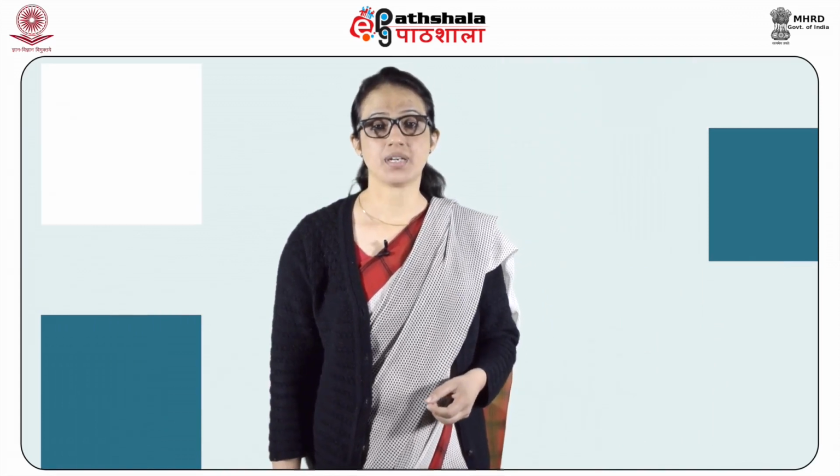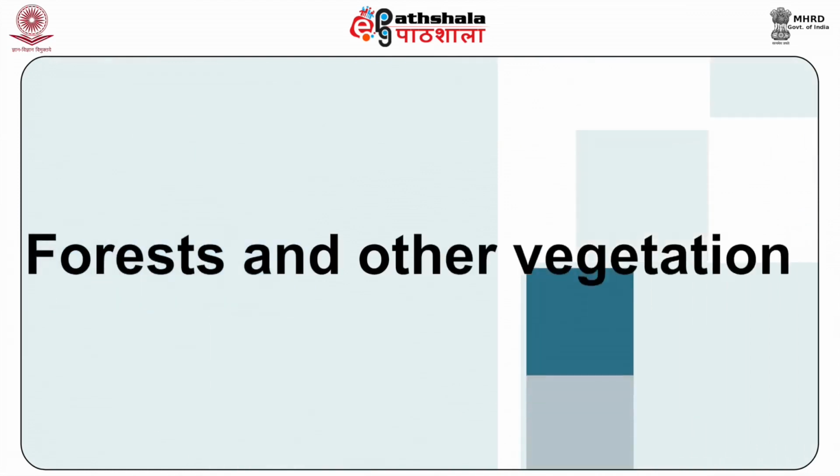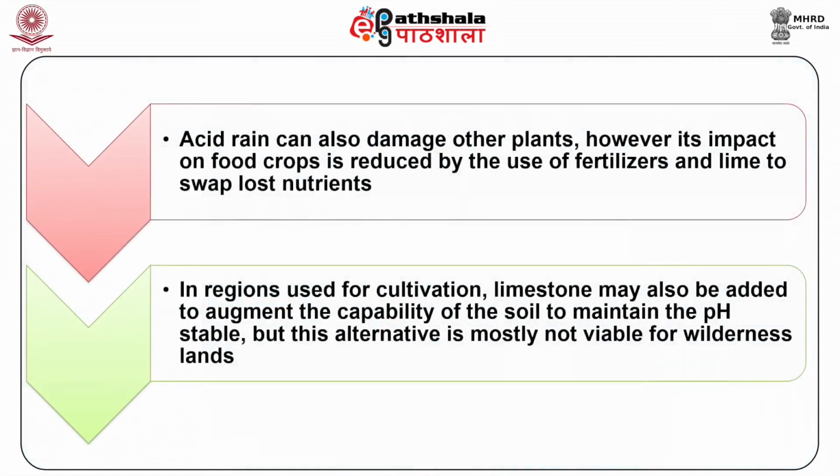Magnesium and calcium, like base, are leached by acidic rain, which dramatically alters the soil chemistry that affects sensitive species like sugar maple. After soil, let us discuss forests and other vegetation. Forests at high altitude are highly vulnerable since fog and cloud that lead to acidic rain surround them and are more acidic.